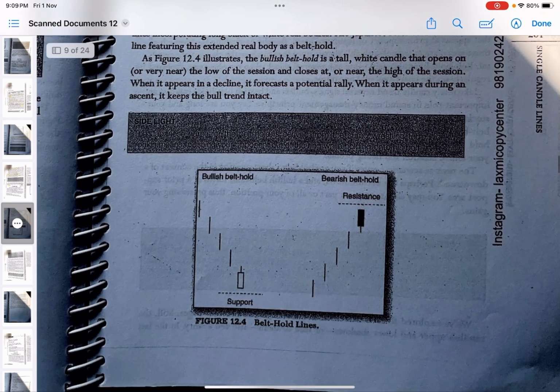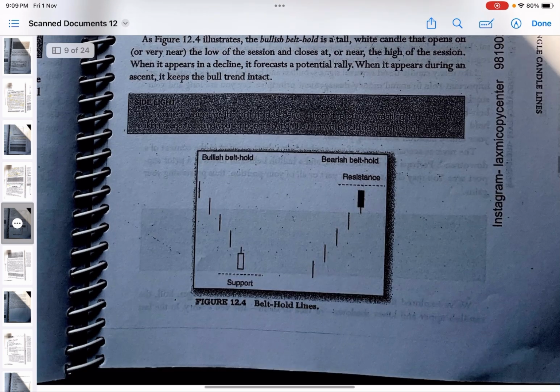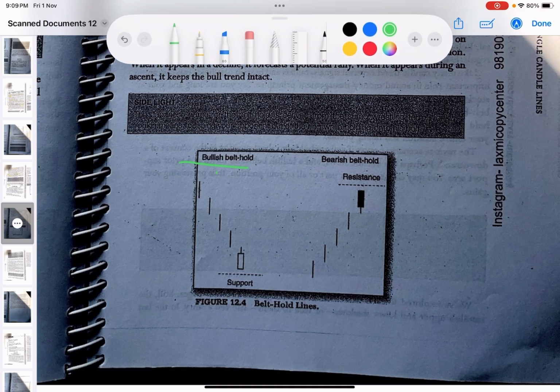Now let's see what a belt hold really is. Look at this diagram which is given over here. There's a downtrend and here there's a big green candle, belt hold lines.